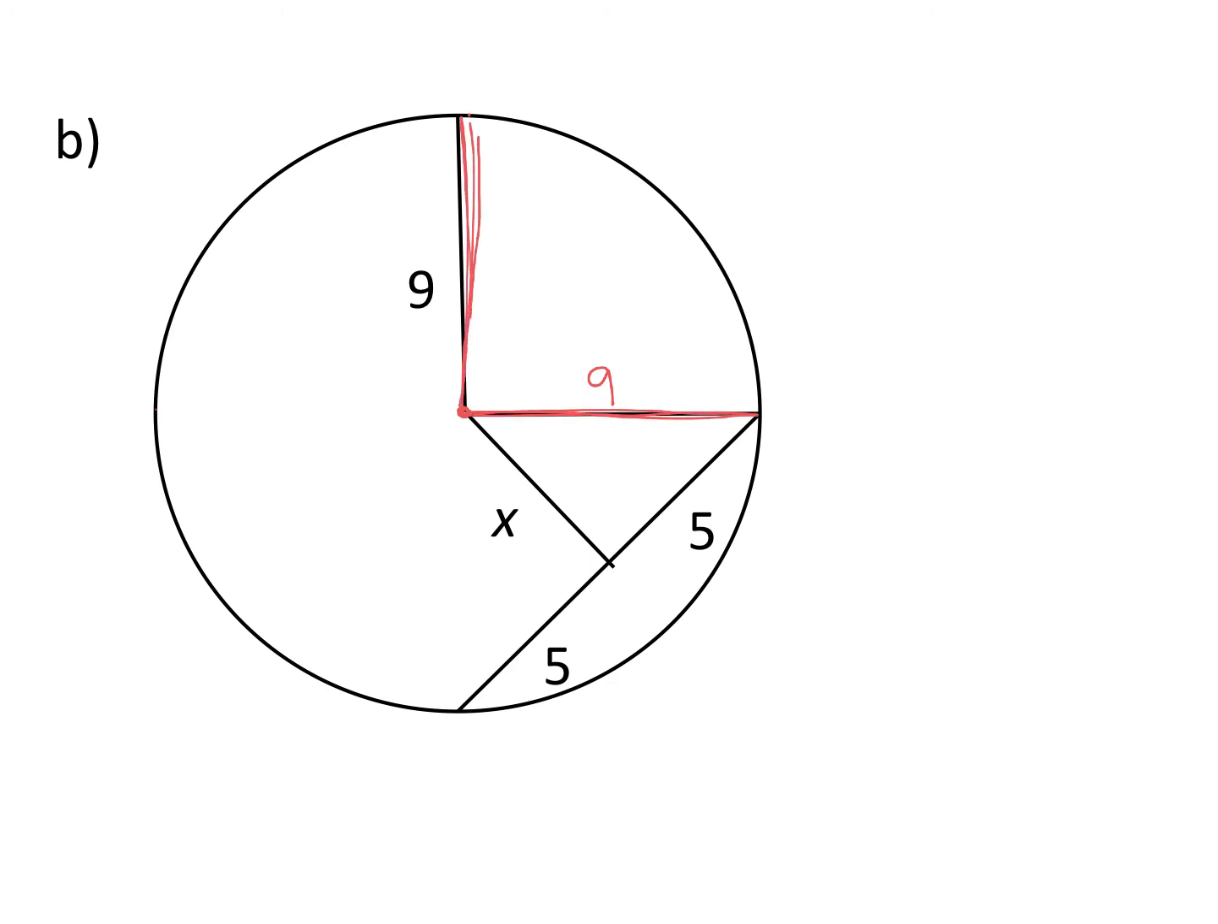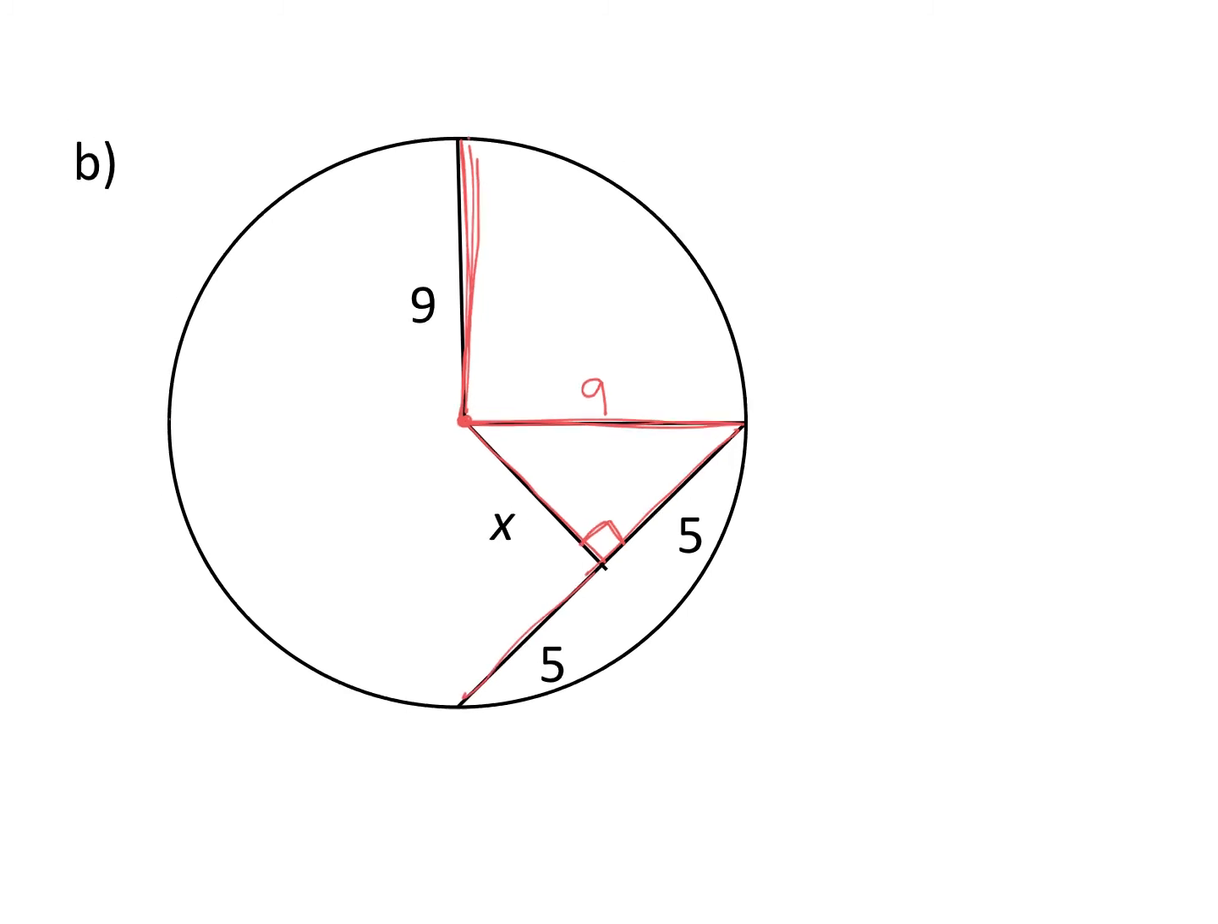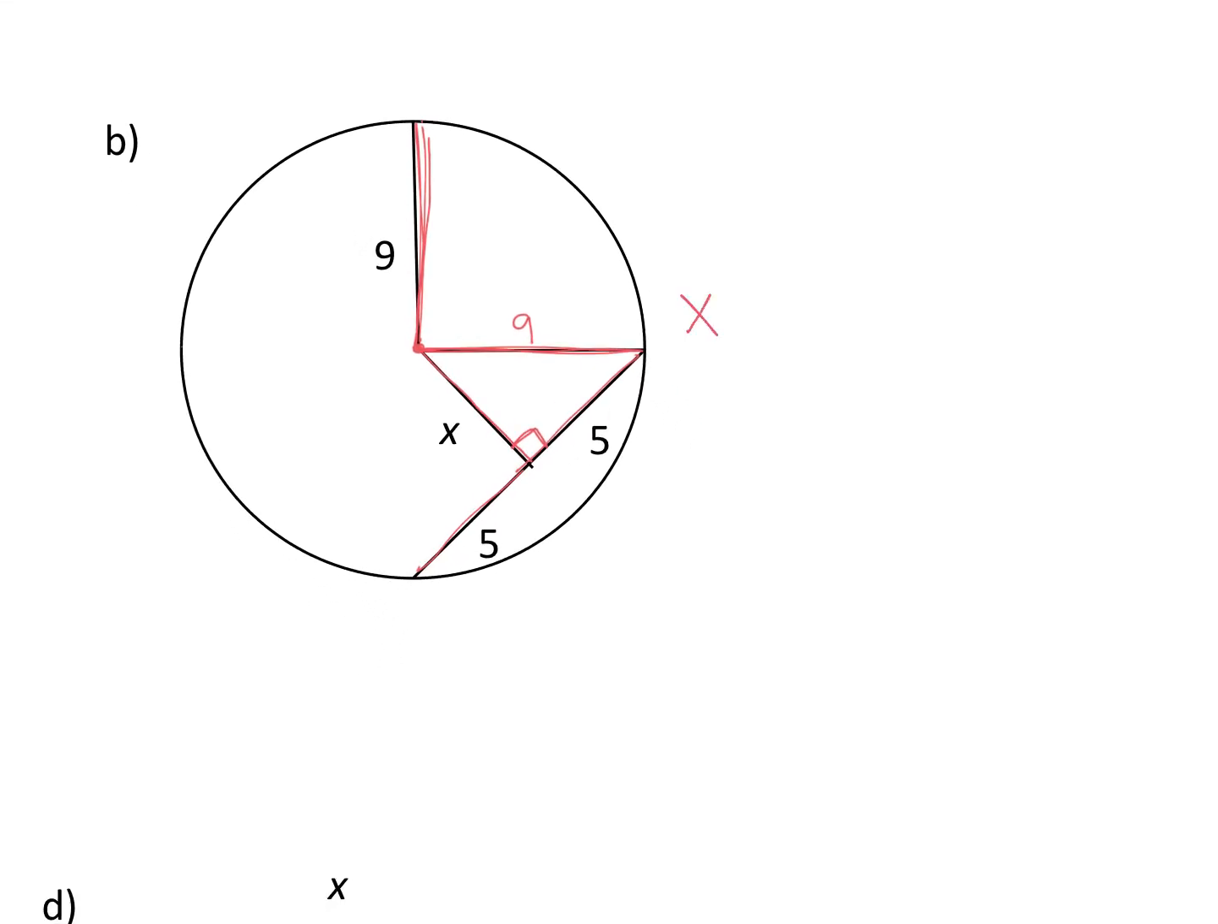And then you could do Pythagorean. Why can we do Pythagorean theorem right now? Because it's a right triangle. This has to be a right angle because this goes through the center and this gets bisected, right? Because it got bisected, it makes a perpendicular. So it's going to be x squared plus 5 squared equals 9 squared, right? A squared plus b squared equals c squared.